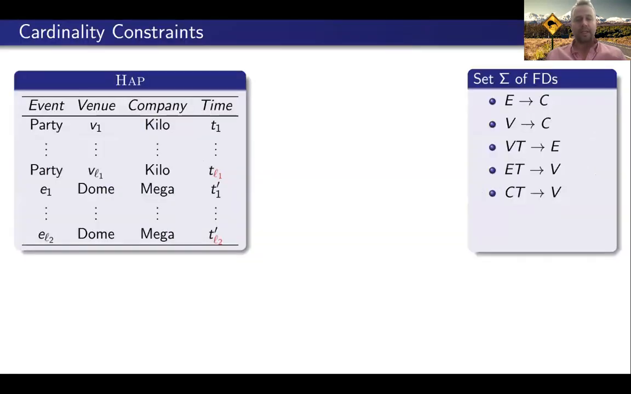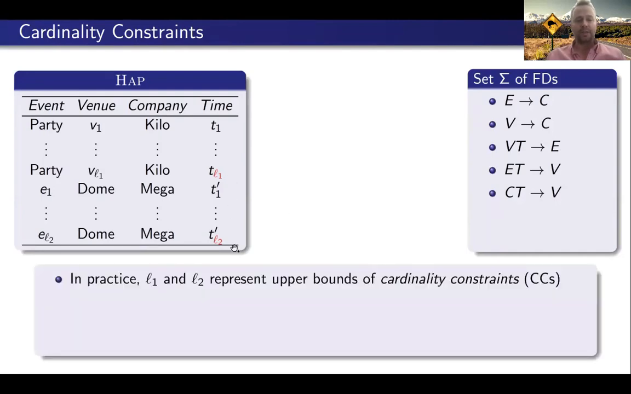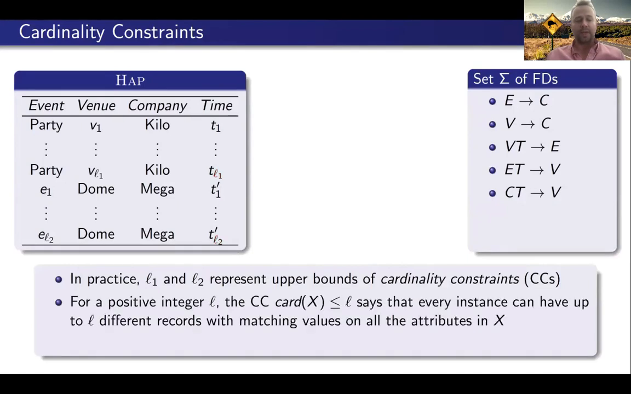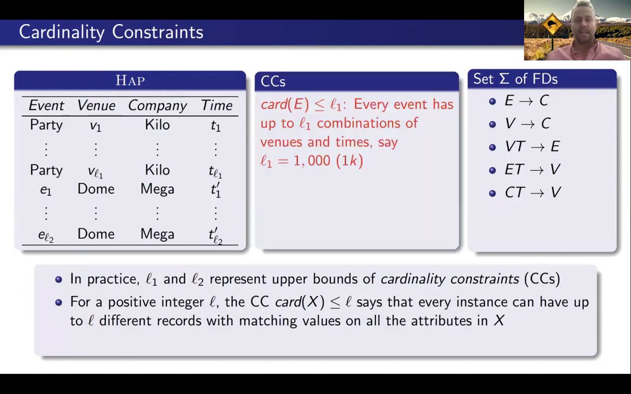So therefore, we bring cardinality constraints to the rescue. In our example, L1 and L2 are really bounds of cardinality constraints. So for a positive integer L, a cardinality constraint on X says that every instance can have up to L different records that have matching values on all the attributes in X. As an example, every event may have up to L1 combinations of venues and times. For example, 1000 in here.